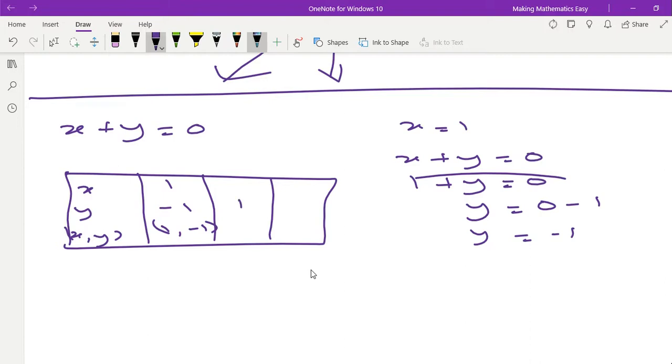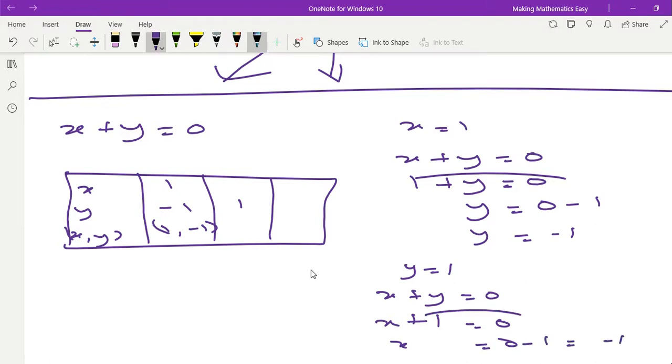Now let's take y as 1. When y is equal to 1, we will use the same equation, 1 plus x is equal to 0. So x is equal to 0. When this 1 goes over here, it will also become negative 1. 0 minus 1 is minus 1, so x will be minus 1 now. So this is minus 1 comma 1. Now let's take x as 2.